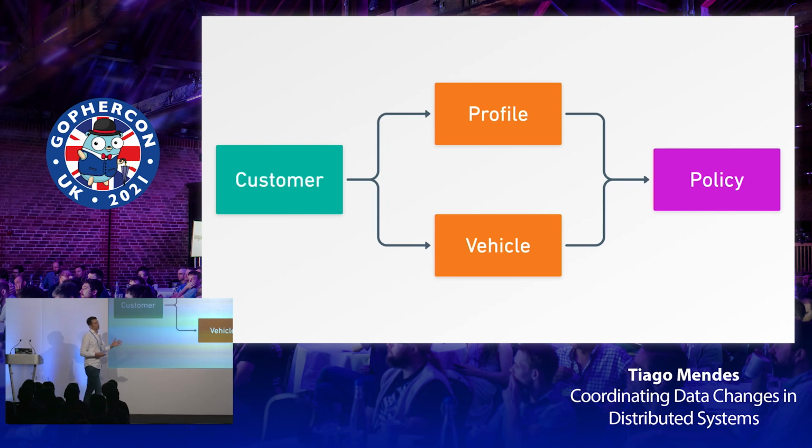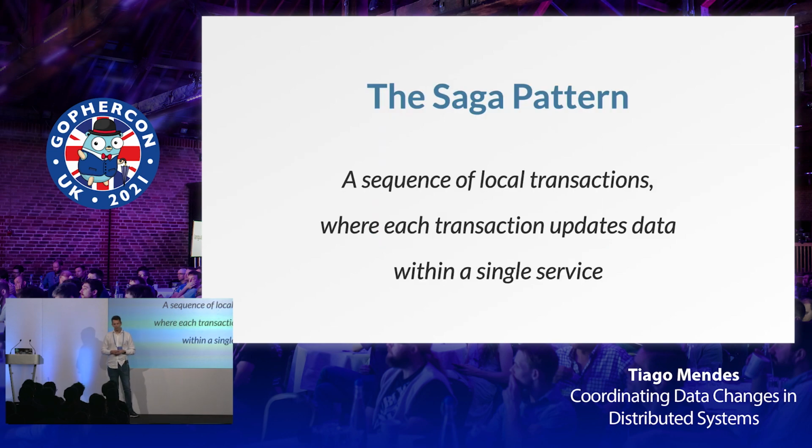We have a customer that wants to change both his profile data and his vehicle data. You can think of profile data as his surname, his address, things like that. Vehicle data is essentially your car and how you use your car. So how many miles you put on your car per year, what's the estimated value of your car? And after these changes are made, we need to reflect them in our policy service. So this is the example I'm going to focus on today, these three services.